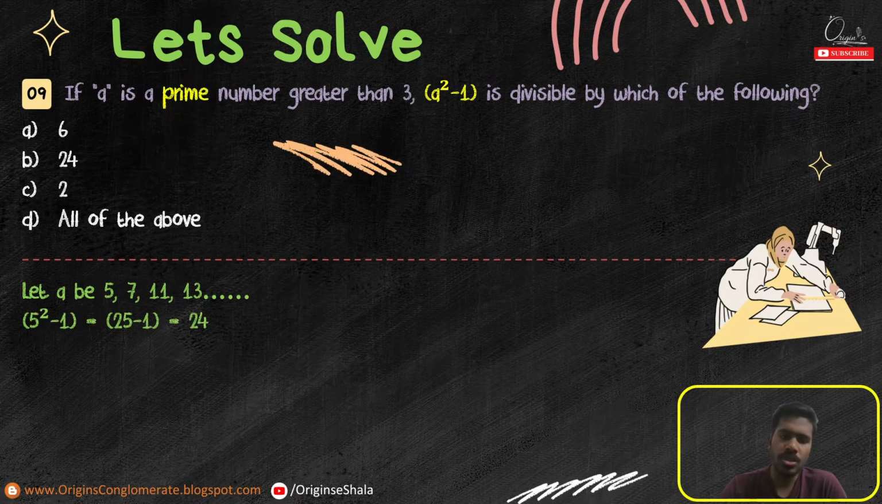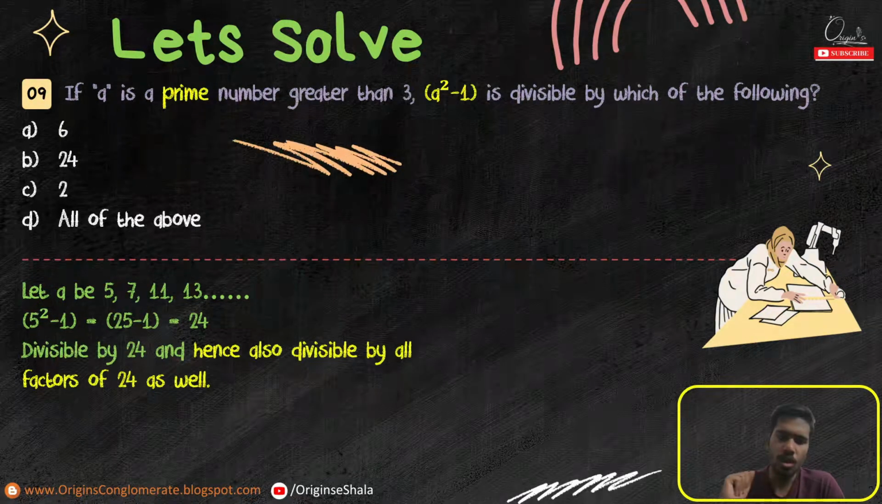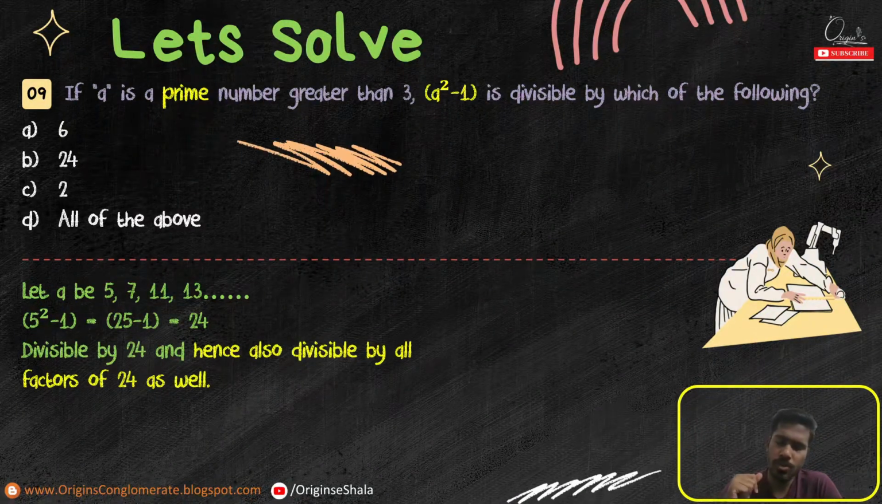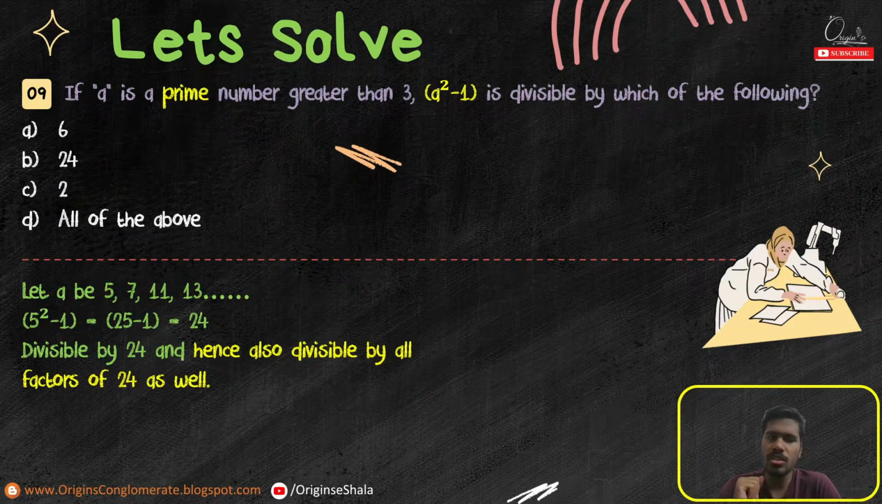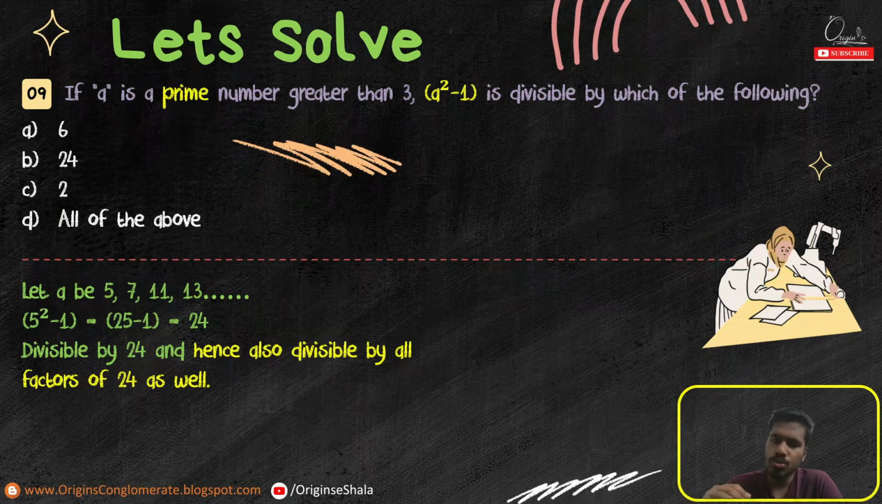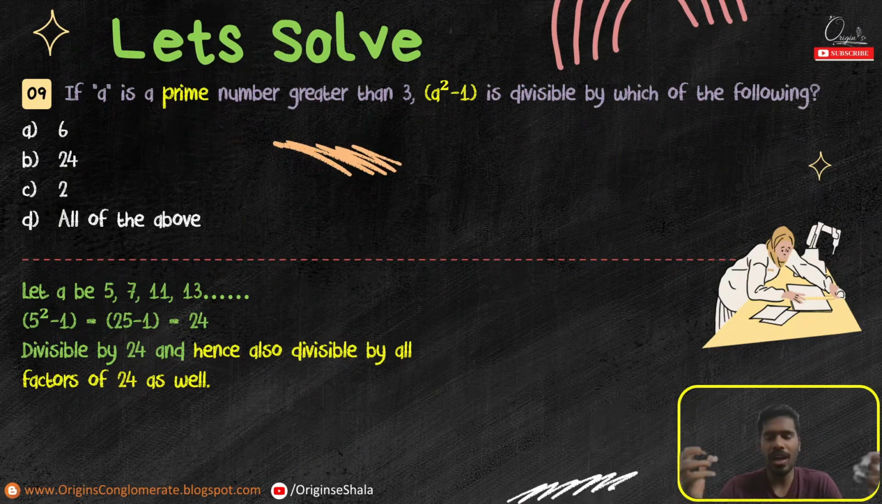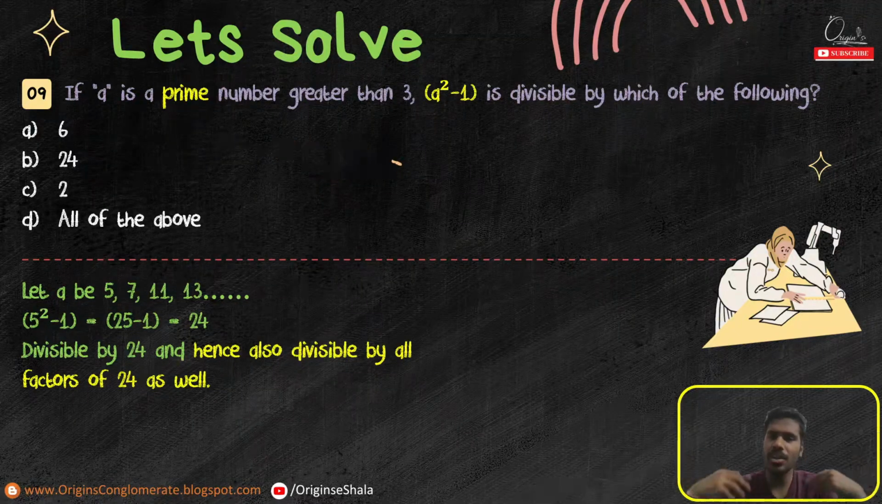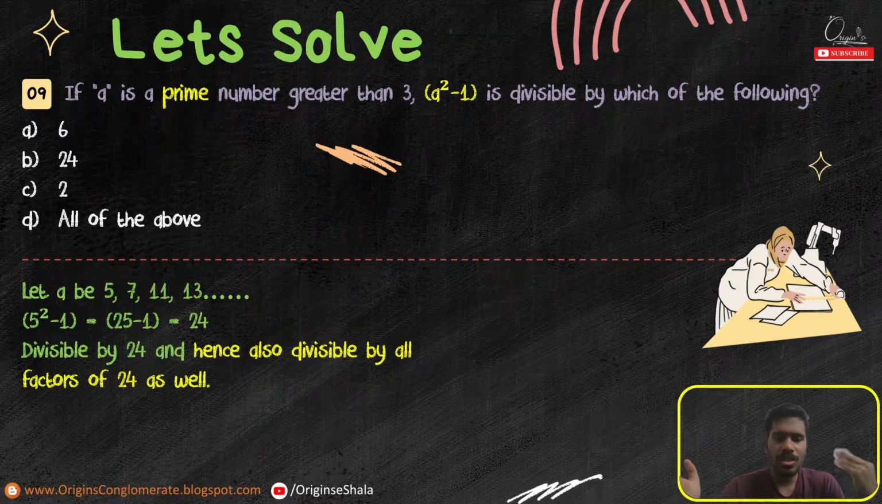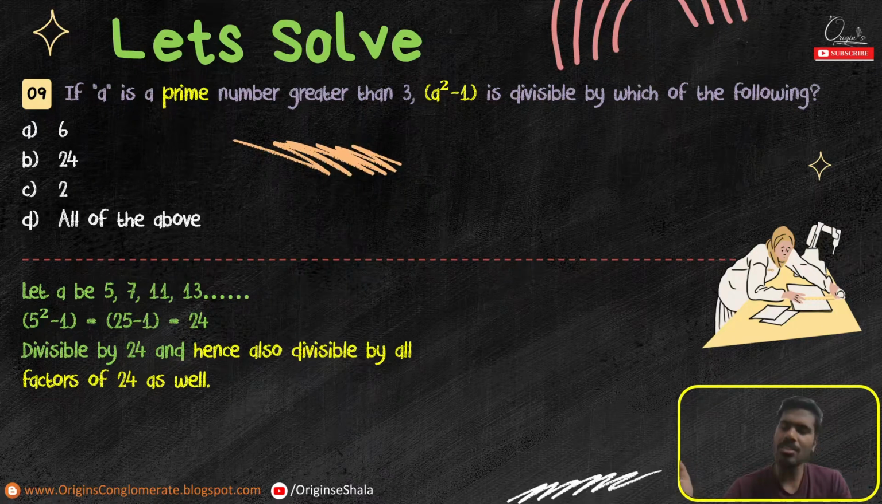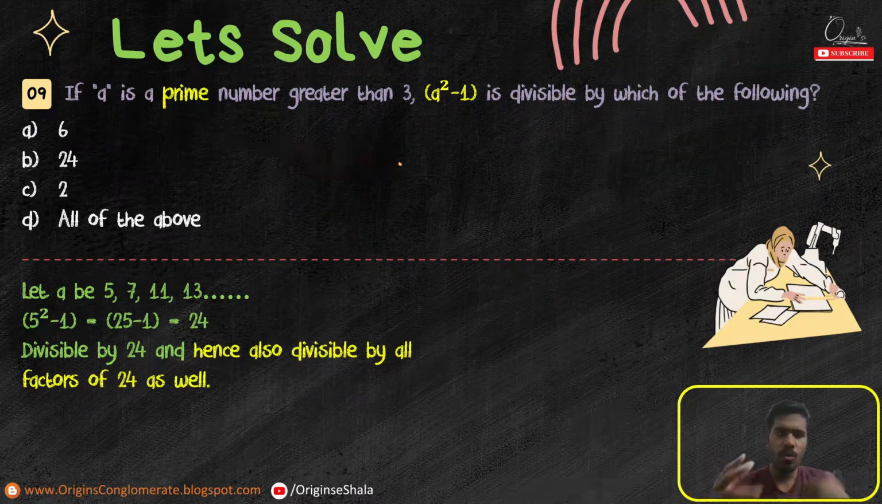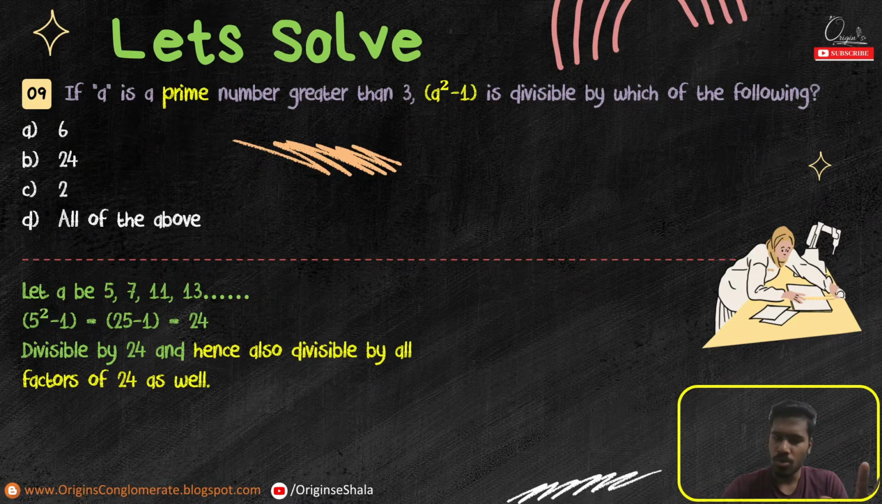I will just simply do the operation and I get the value 24 if I take 5. So yeah, this operation shows that it is divisible by 24. Now if it is divisible by 24, I don't even need to look at options 6 and 2, because 6 and 2 are factors of 24, right? It's just like saying if I can make a mansion, I can definitely make a house, right? So if a number is divisible by 24, it is obviously divisible by its factors as well. So obviously the answer will become all of the above. But that's not the question they have asked here.